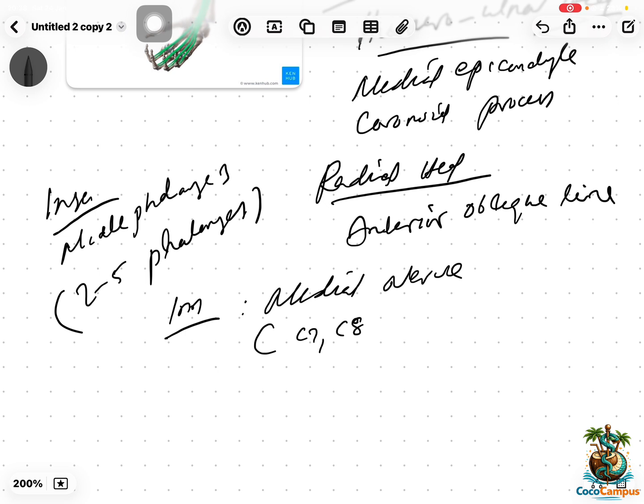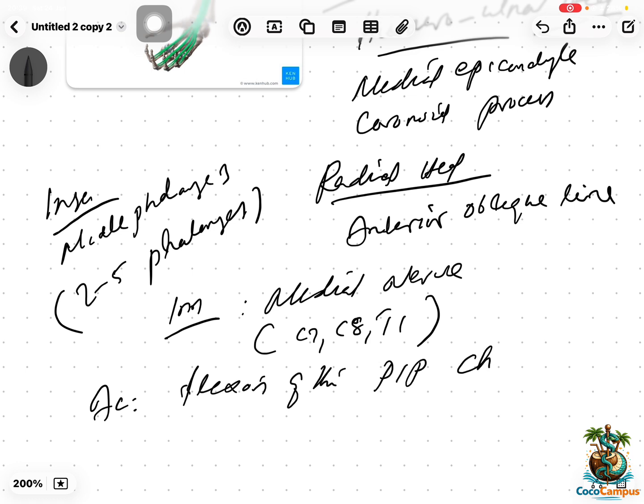Its primary action is the flexion of the PIP joints. PIP joints basically means proximal interphalangeal joints. Alright. And assist in flexion of MCP and wrist joints. MCP basically means metacarpophalangeal joints and wrist joints.